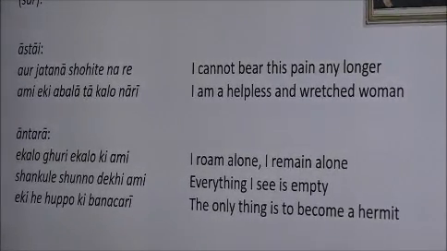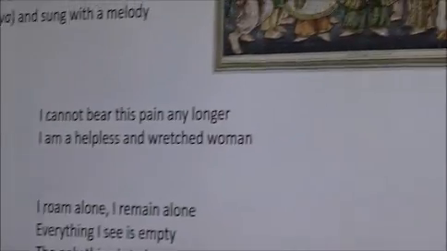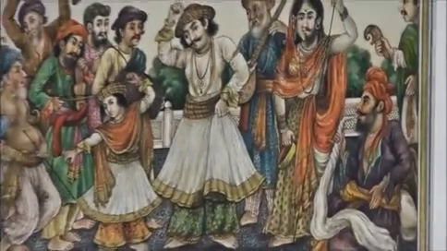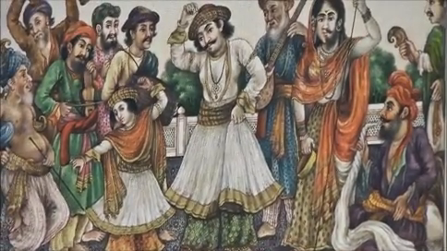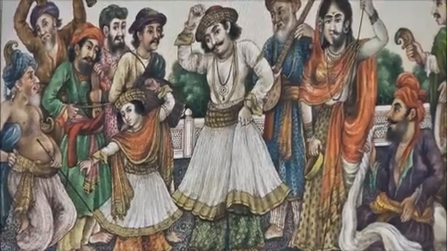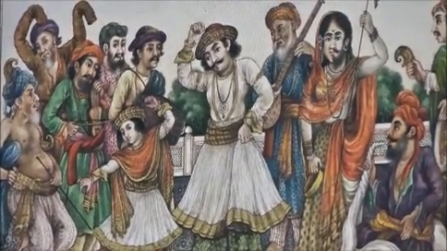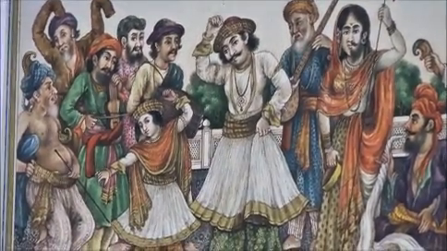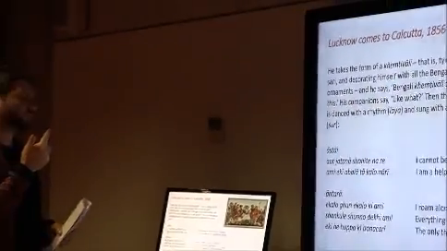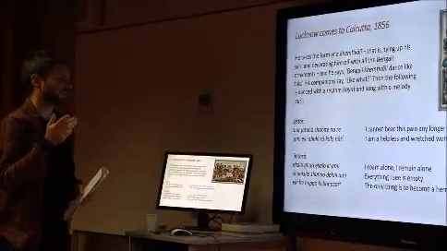And then he provides us with a song. So remember, this is still written in Urdu script, and he's trying to do Bengali. So, Arditana shohite nare, ami eki obolata kalonari, ekalo guri ekalo ki ami, shonkele shuno deki ami, eki he upo ki bonachori.